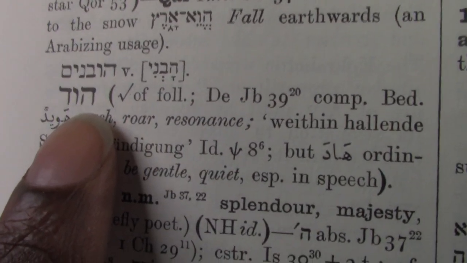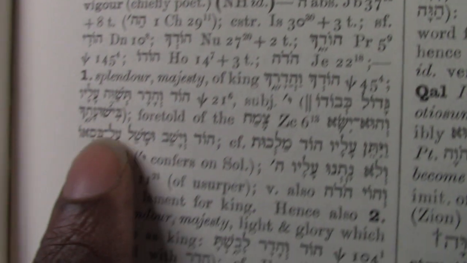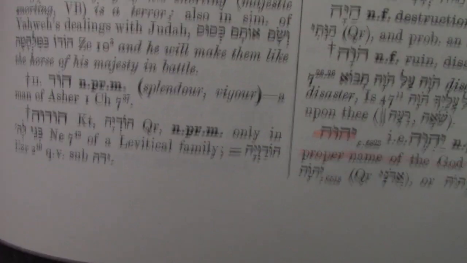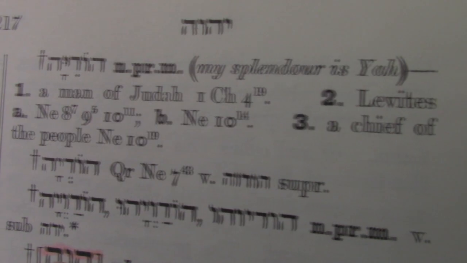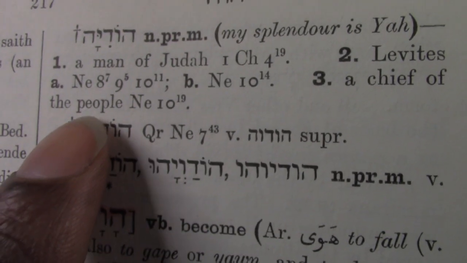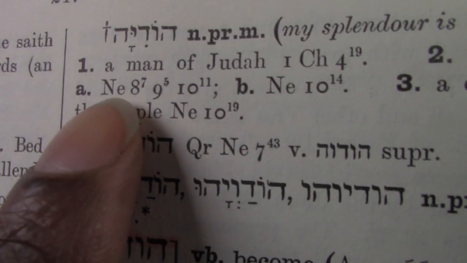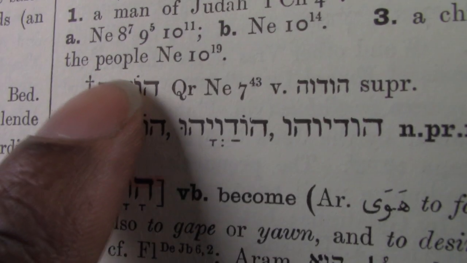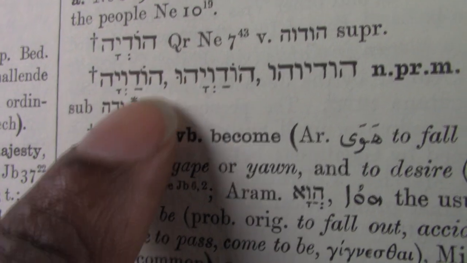So just to show you, I'm going to come down from the H's. You still see Hawa. And then we're coming down over here in this Hawad. Yes. Okay, and then we come down. Okay, oh, there goes something down there. Still H's though. And then over here, it's going to switch over. We still got the H's. And we have Yah also in that name because it says my splendor is Yah. Wow. Never even seen that before. Oh, it's a man of Judah. The chief of the people. Nehemiah 10:19. Okay, still in the H's.